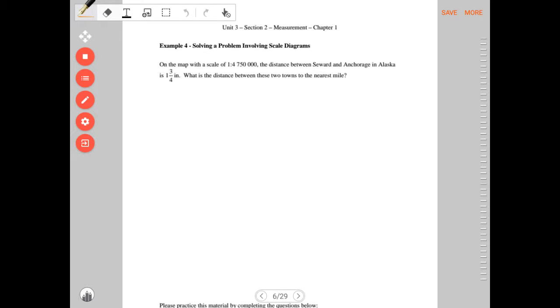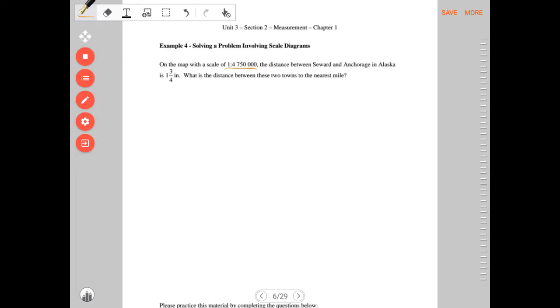Example 4. Solving a problem involving scale diagrams. On a map with a scale of 1 to 4,750,000, the distance between Seward and Anchorage in Alaska is 1 3/4 inches. What is the distance between these towns to the nearest mile? So this is the scale. That means that 1 inch is equal to 4,750,000 inches in real life. So 1 inch on the map is 4,750,000 inches.